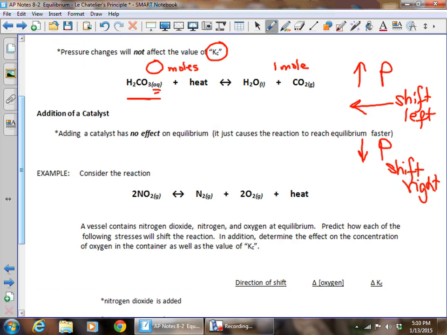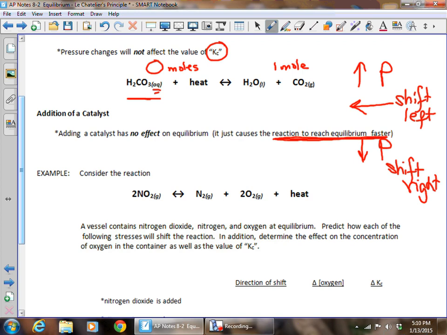Now, as far as a catalyst, a catalyst does not affect the equilibrium state. It doesn't affect where the equilibrium is. It only gets us to equilibrium faster. That's the only thing that a catalyst does. We'll still reach the same equilibrium spot, the same concentration of products and reactants. We'll just get there faster.